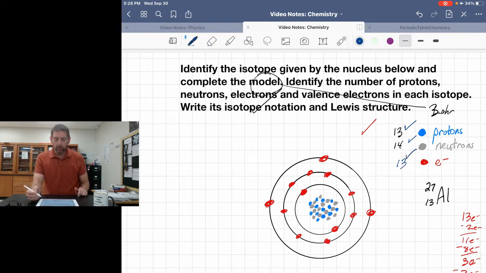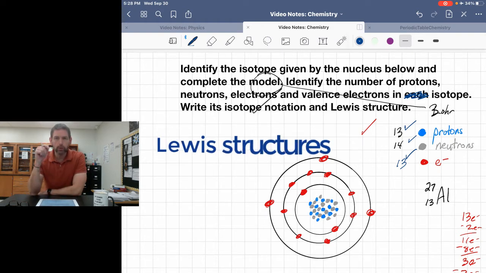Valence electrons in the isotope. It says each isotope. Forget it says each. At one time, the way I had this problem written, there was going to be multiple of these things here. But what I've decided to do is split this lesson into multiple lessons. So I'll leave this one like this, and I'll do another one later. All right. So now we need a Lewis structure.